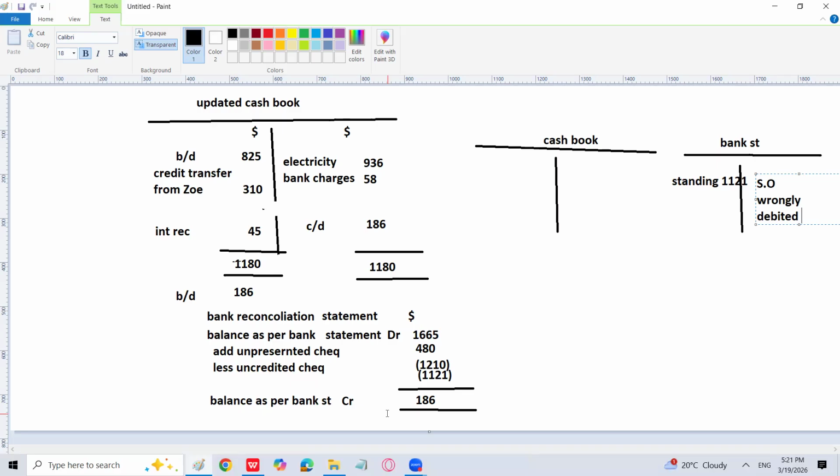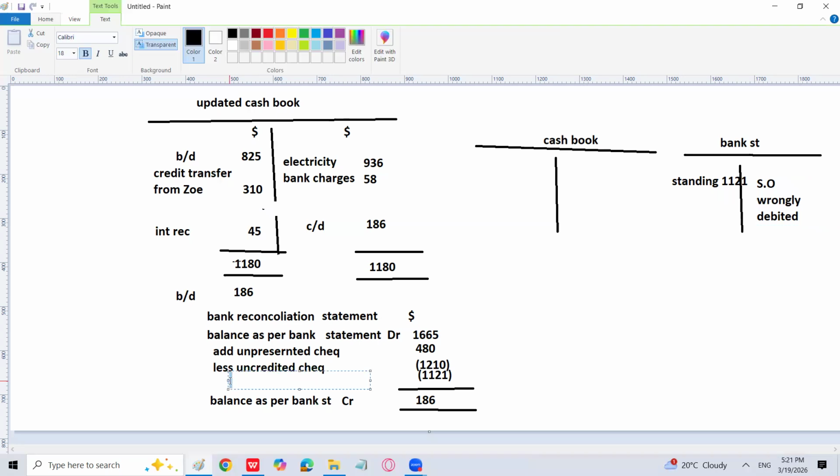तो बैलेंस as per बैंक स्टेटमेंट डेबिट आना था, बैलेंस will be switched, तो बैलेंस as per बैंक स्टेटमेंट क्रेडिट आपका आंसर आ जाएगा. आप देखिए कैश बुक का डेबिट है 186, बैंक स्टेटमेंट का क्रेडिट है. तो 1121 आपको बीआरएस में से माइनस करना पड़ेगा. 1665 प्लस 480 माइनस 1210 माइनस 1121 करके देख लें, आपका आंसर आ जाएगा.